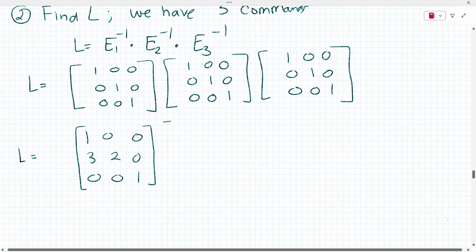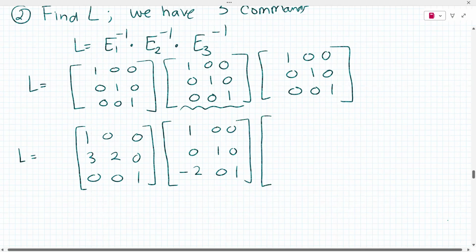And then the second command was -2 row 1 plus row 3 gives us row 3. So look at the second matrix. You're going to mess with row 3 by doing -2 row 1 plus row 3. And that will give us -2, 0, 1, 0, 1, 0, 1, 0, 0.